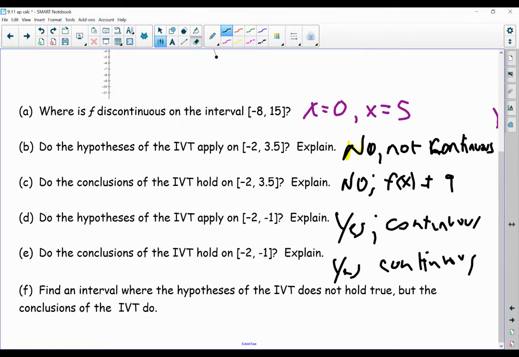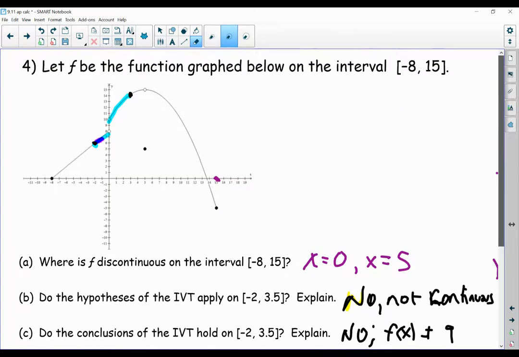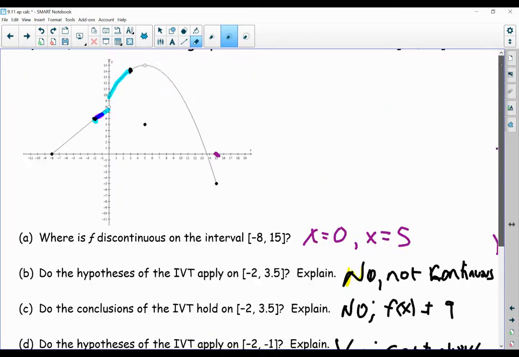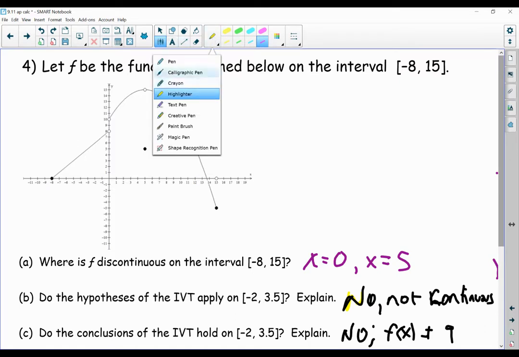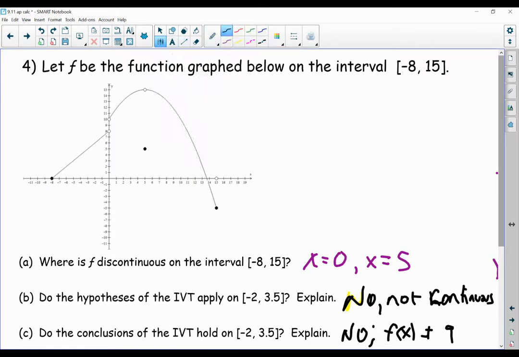I'm going to go ahead and erase all my little marks. We have a fresh graph to look at, if it will stop moving down on me. Okay, so I'm going to try to pick a certain part of this graph that is discontinuous, but where all the heights between the heights of the endpoints that I choose are hit at least once.